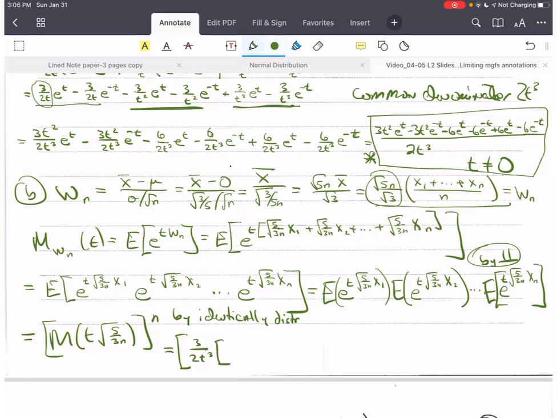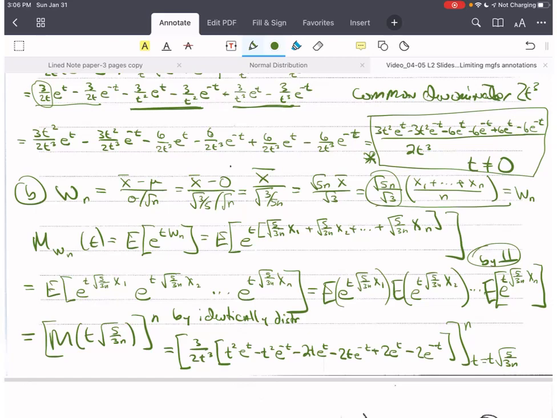and then I can have t squared e to the t minus t squared e to the negative t minus 2t e to the t minus 2t e to the negative t plus 2 e to the t minus 2 e to the negative t, all raised to the nth power, at t equals t square root of 5 over 3n. Okay?